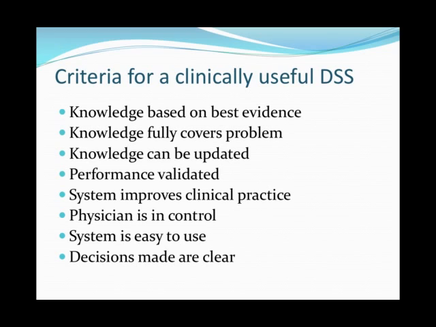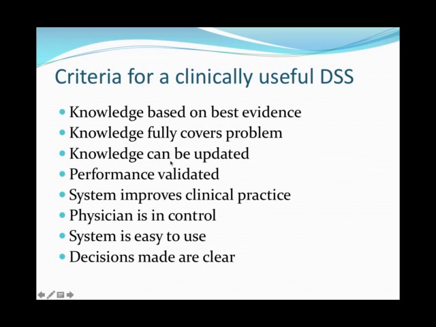So when we're talking about a clinically useful decision support system, we want a decision support system that's based on the best evidence. We don't want it to be based on evidence from 10, 20 years ago. We want it to have as much knowledge as possible, and knowledge that fully covers a problem. It can't be something very basic. If there are only 5 possible diagnoses for cough, we know there are many, many more possibilities than that, and so it's not going to be very clinically useful. We want the knowledge to be able to be updated. As we get new evidence, we want to be able to update the knowledge.